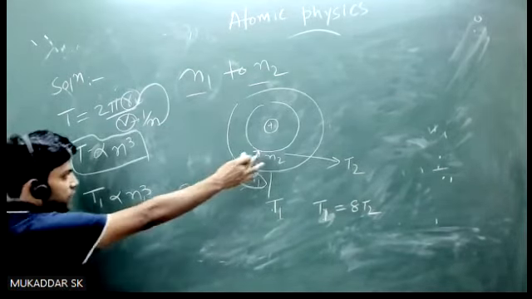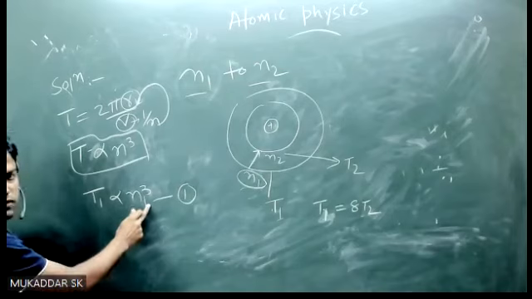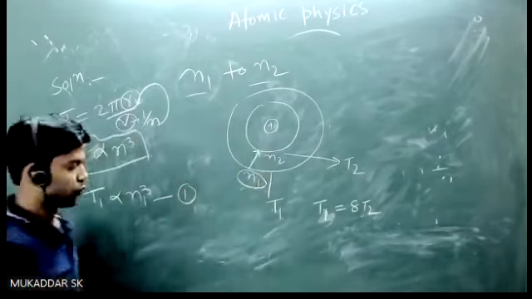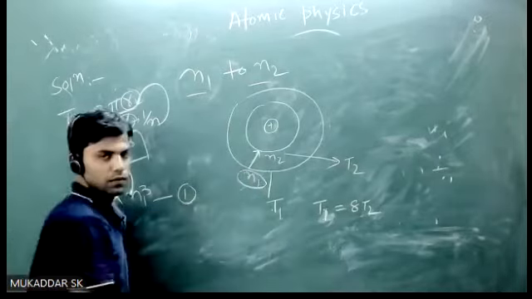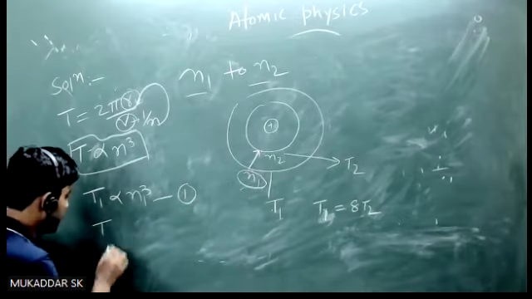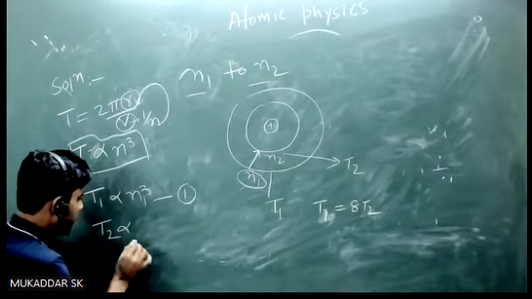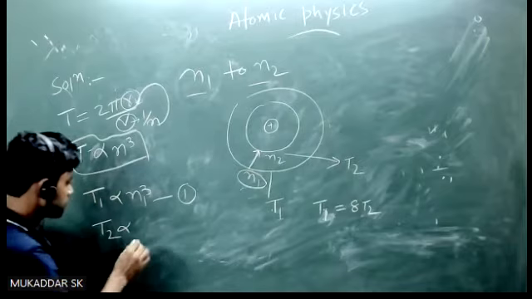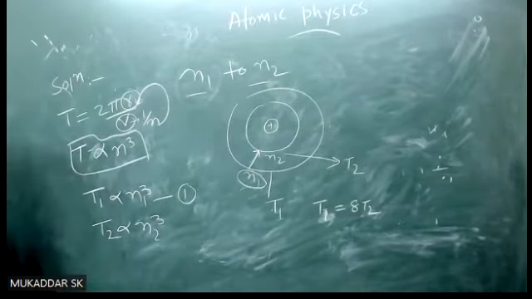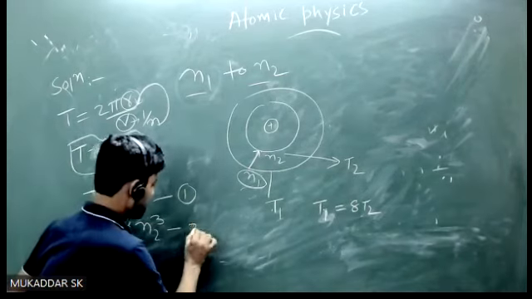For the second orbit or final orbit, n1 was the initial orbit. From here the electron makes a transition to n2. So obviously n2 will be your final orbit. Let us assume the time period, or we already have assumed, that T2 is nothing but n2 cube, right? And let us assume this is equation number 2.